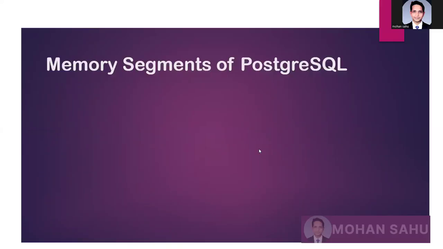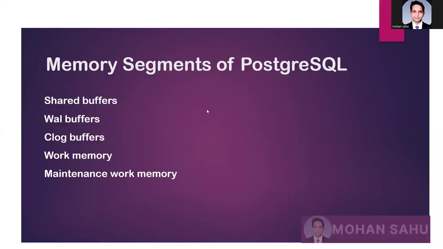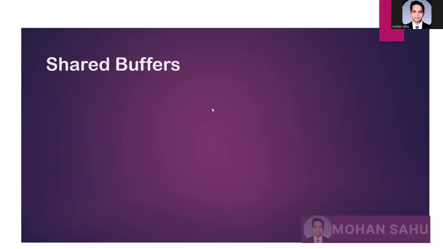So today we will be discussing the memory segments of PostgreSQL. In earlier videos we have discussed the process architecture, what the processes in PostgreSQL are. In today's video we are going to discuss memory segments of PostgreSQL. So we have shared buffers, WAL buffers, CLog buffers, work memory, maintenance work memory, and temp buffers. However, we have already gone through all those buffers in our previous sessions, but today we will see what is inside those. So first is the shared buffers.